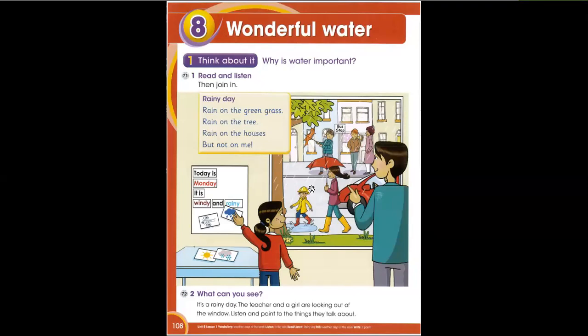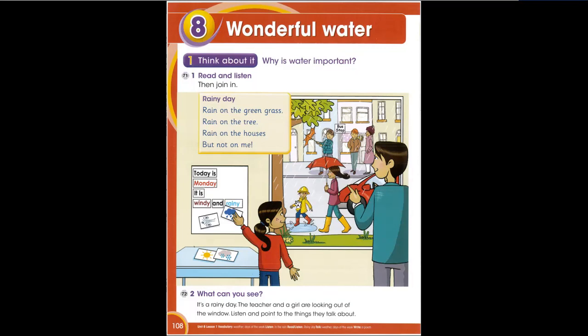Plants, animals, humans, every living thing, they need water. In the poem above, they are talking about rain. Rain, what is rain? When water comes from the cloud, it is called rain. And rainy day means the day which we have rain. Rain on the green grass. This is called grass. Rain on the tree. Rain on the houses, but not on me.